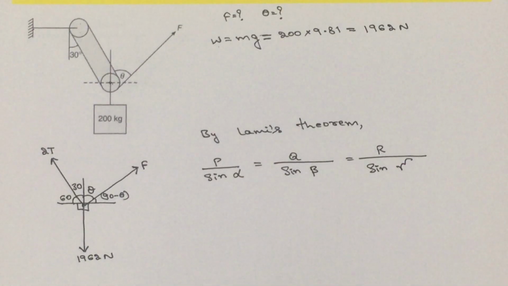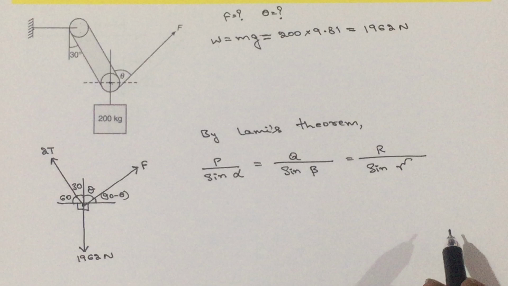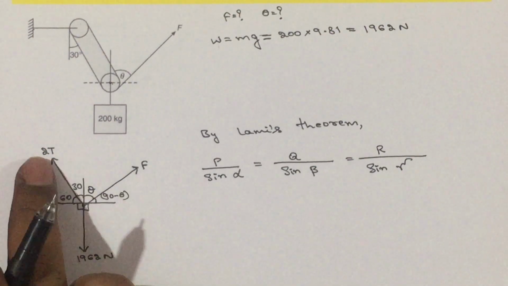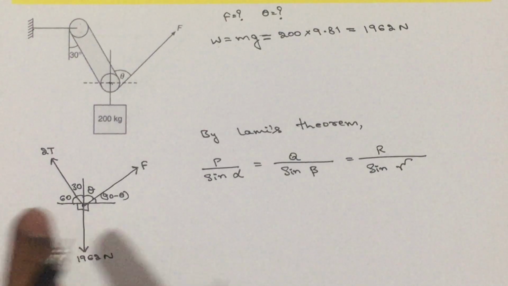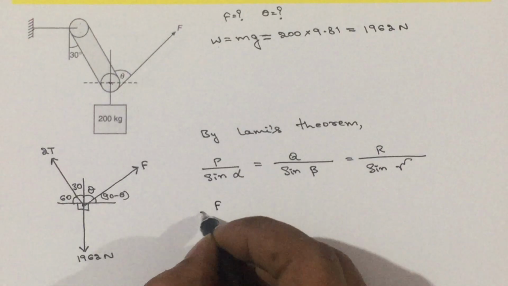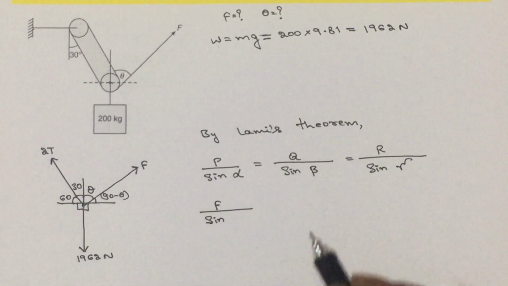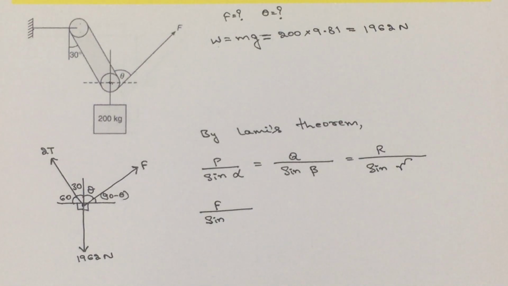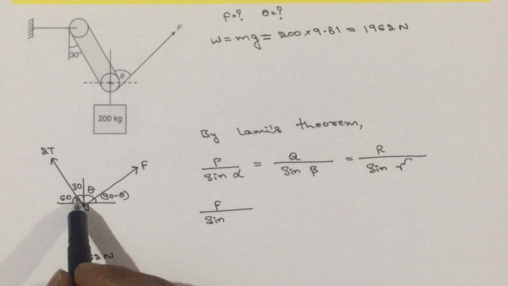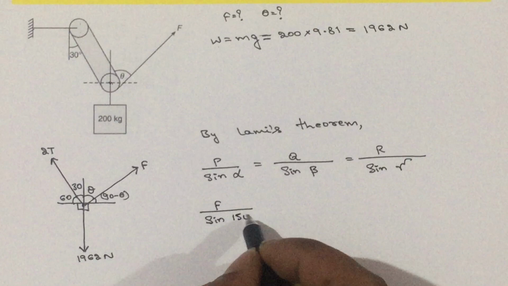So, where P, Q, R are the 3 forces, alpha, beta, gamma are the opposite angles or angles between the other 2 forces. So, here the 3 forces are F, 2T and 1962. First write down the unknown forces. So, F divided by sin of the angle between the other 2 forces, or the opposite angle. The other 2 forces are 2T and 1962. The angle between them is 90 plus 60, that is 150.